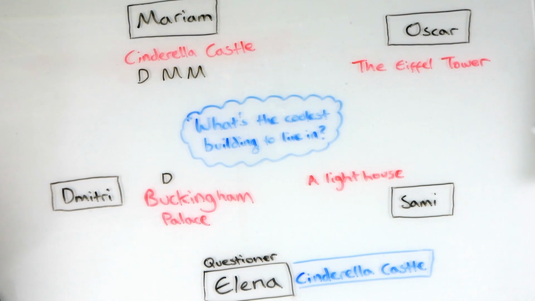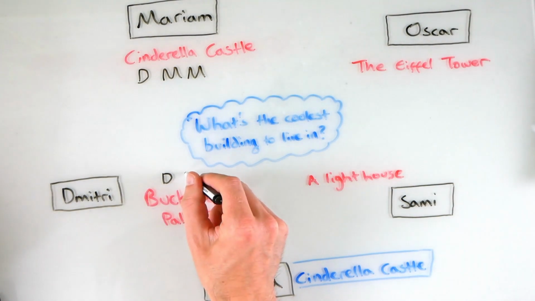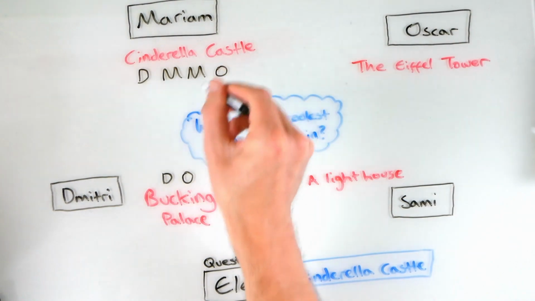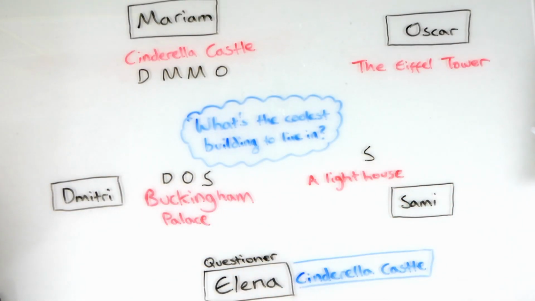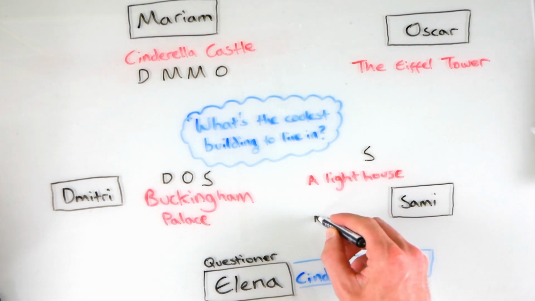Mariam is confident and puts 2 on hers. Oscar isn't happy with his own answer, so puts 1 on Mariam's and 1 on Dimitri's. Sammy puts 1 on his own and 1 on Dimitri's. When all the votes have been cast, the questioner reveals their answer. Now we can score points.